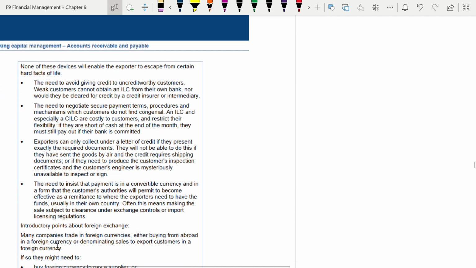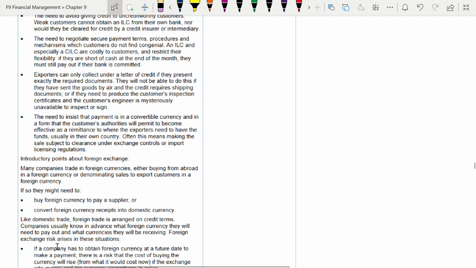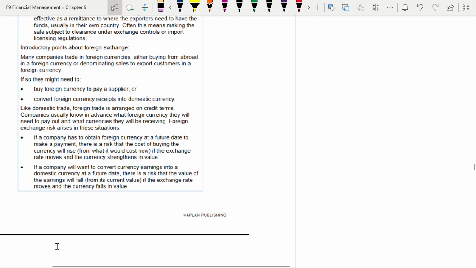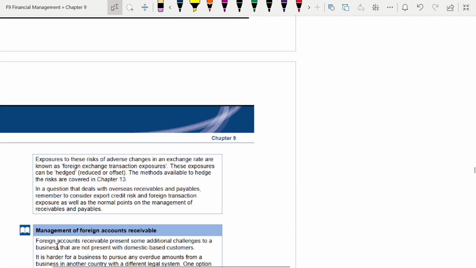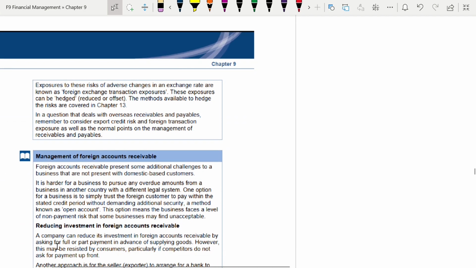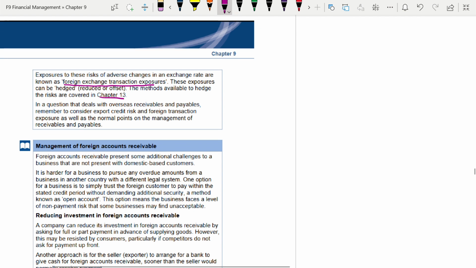Okay, they are talking about how things work. Read this one, it is all the reading material. We are going to cover all these things somewhere. Foreign exchange transactions exposure, somewhere we will cover in detail in chapter 13.